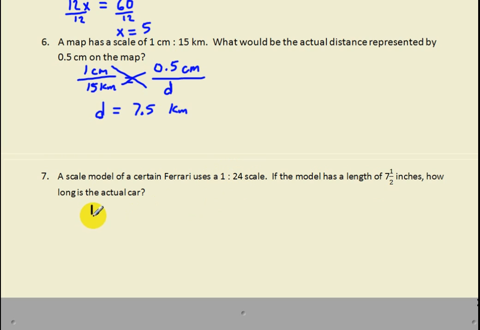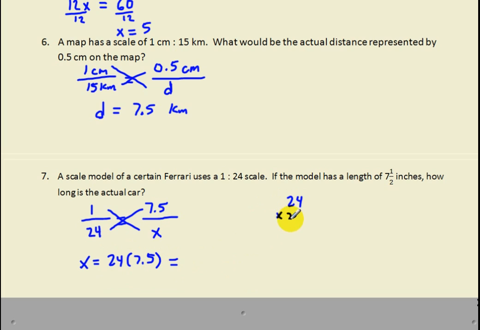So let's look at that. 1 to 24 is going to equal, so here's the model to actual. So model 7.5, let's go ahead and write 7.5. Really don't like having fractions within a fraction. 7.5 to the actual length, x. So if we cross multiply, we got lucky again because we just have one x. So x is equal to 24 times 7.5, okay, which is equal to, let's go ahead and set that up here. So 24 times 7.5.